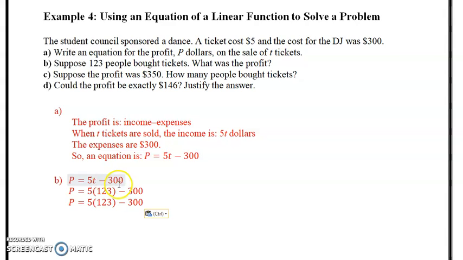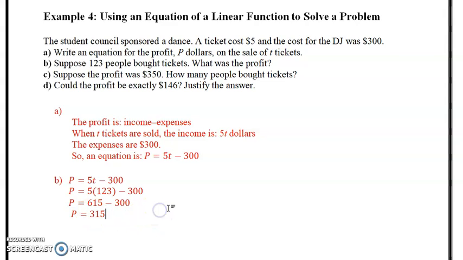We're going to multiply 5 by 123. That'll give us 615. We're going to subtract the 300. So it's going to be 615 subtract 300, which is 315.